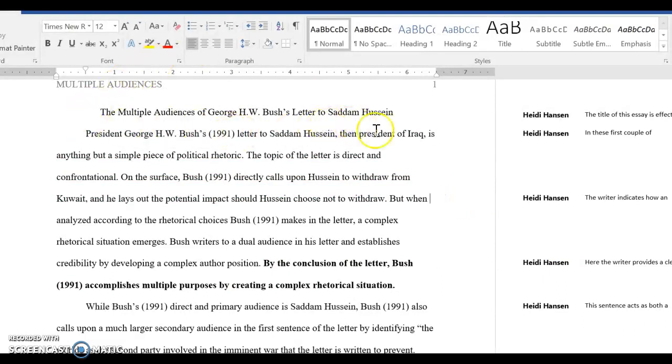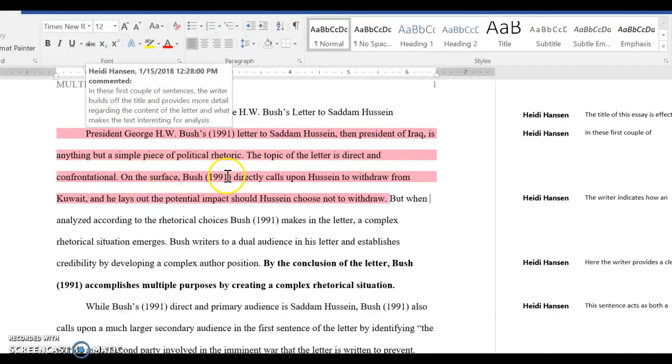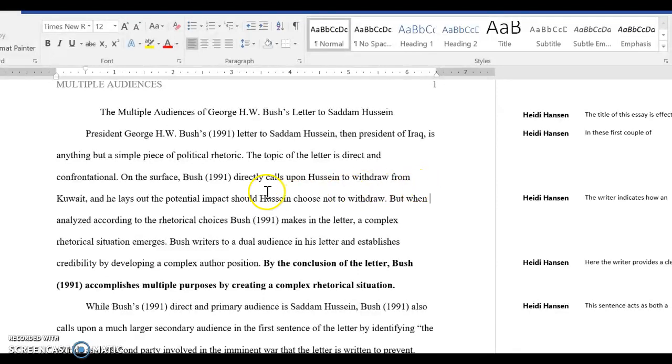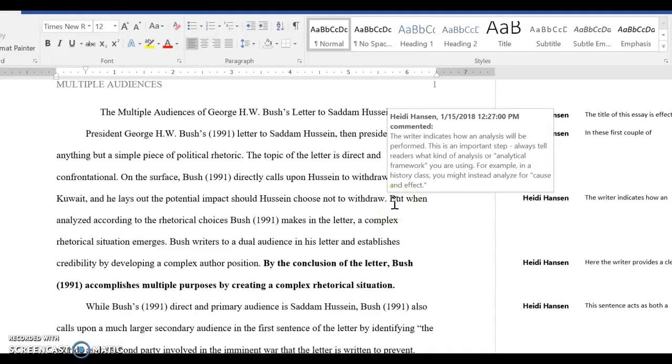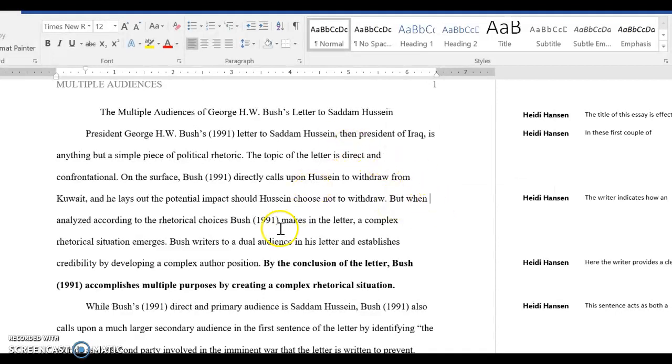So, Letter to Saddam Hussein, then President of Iraq, is anything but a simple piece of political rhetoric. The topic of the letter is direct and confrontational. On the surface, Bush directly calls upon Hussein to withdraw from Kuwait, and he lays out the potential impact should Hussein choose not to withdraw. So what I see the writer doing in these first couple of sentences is describing the text that they're working on, as well as bringing in some of those important context details.